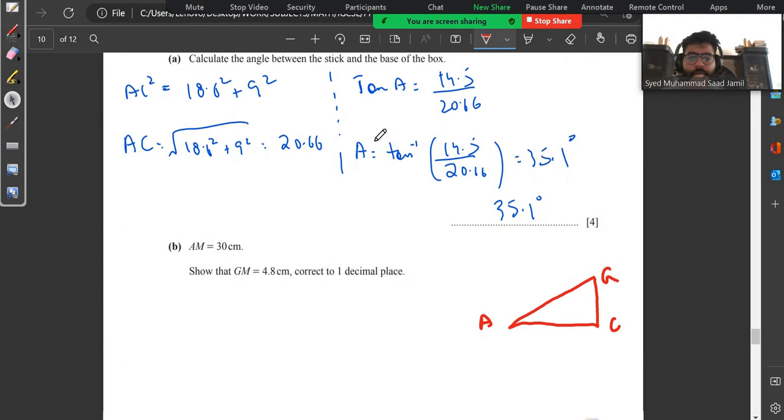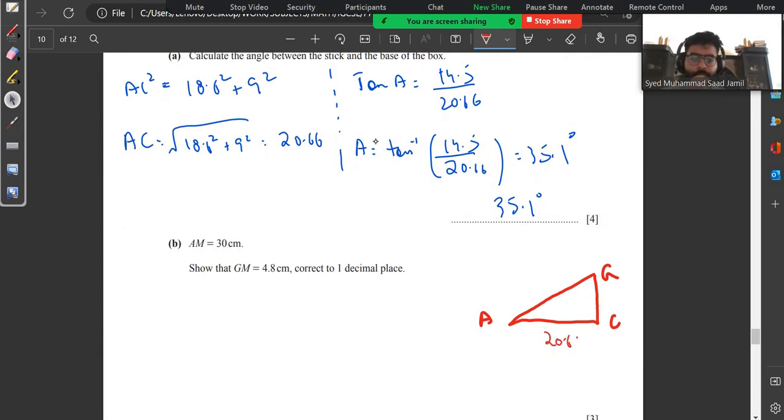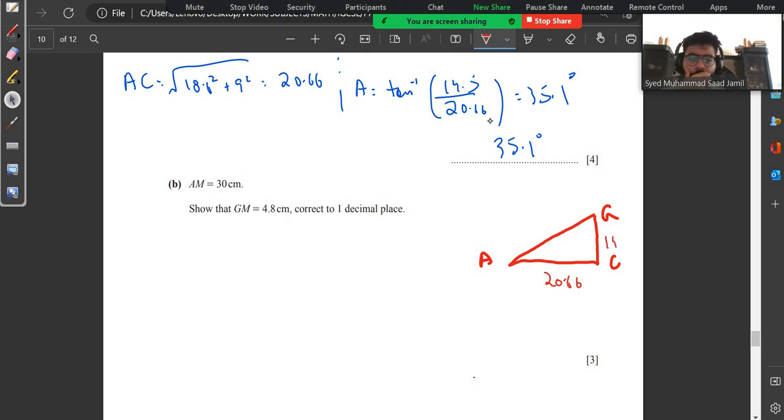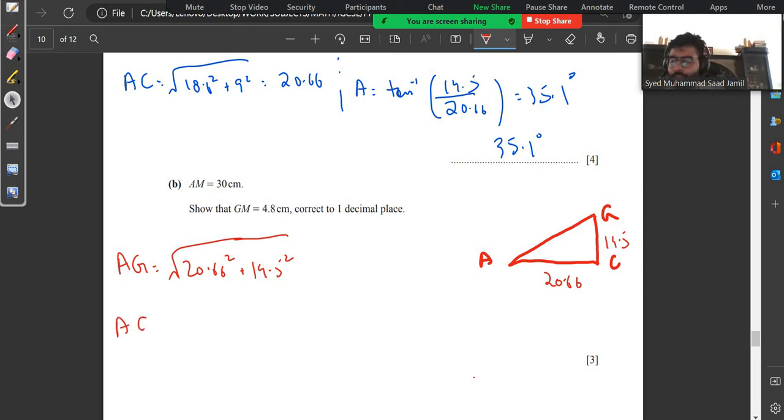AC is basically 20.66. GC is basically 14.5. Let's find AG. So AG is equal to the square root of 20.66 squared plus 14.5 squared. The answer turns out to be AG is equal to 25.24.